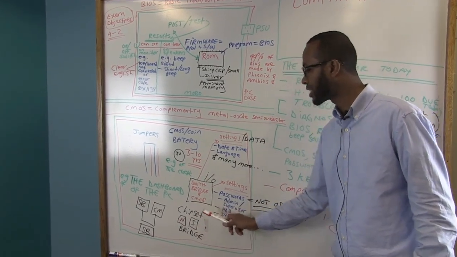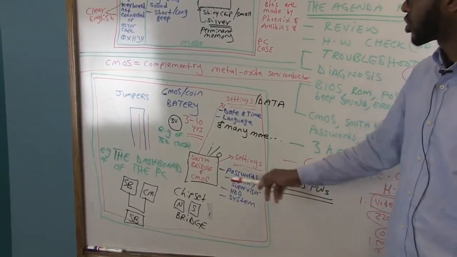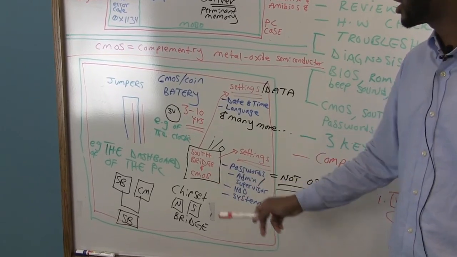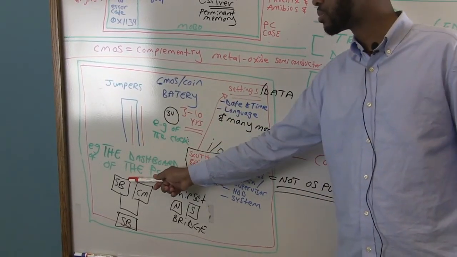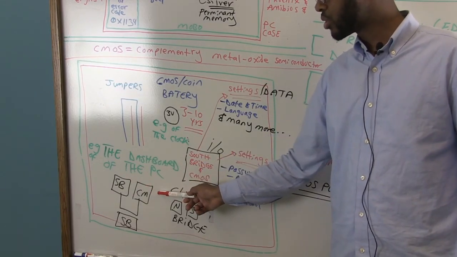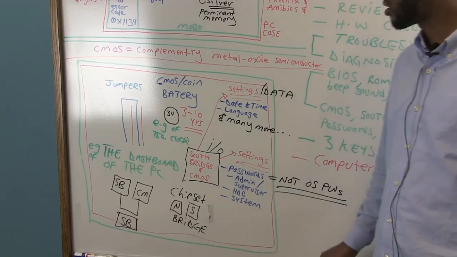Both of them are called the chipset. So we're focusing on South Bridge today because originally South Bridge used to be separate, and the CMOS chip used to be separate, so now they integrated together, they're called South Bridge.